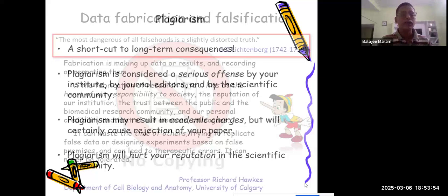Okay? Definitely, it is a very, very serious issue. Plagiarism may result in academic charges, but will certainly cause rejection of your paper. When plagiarism is more, definitely your paper will be rejected, and plagiarism will hurt your reputation in the scientific community. Definitely, plagiarism plays a vital role. You should take care about plagiarism.